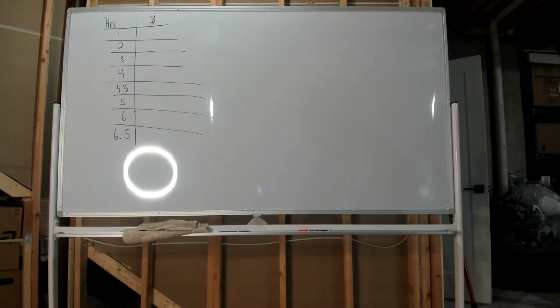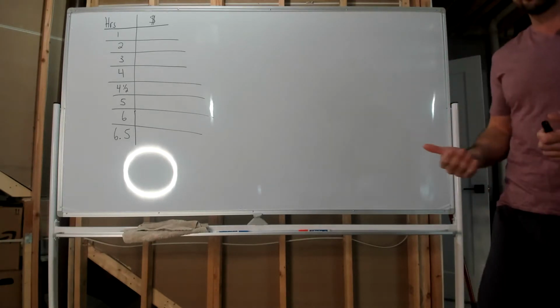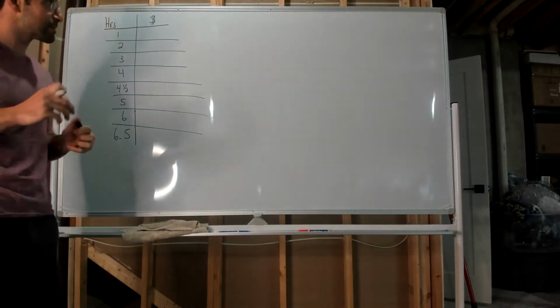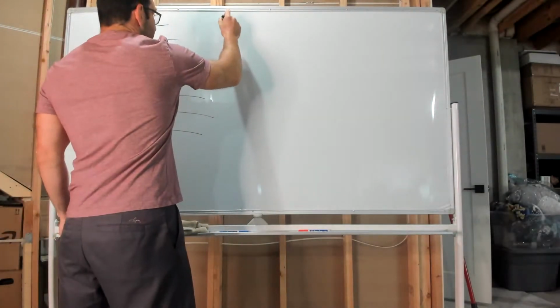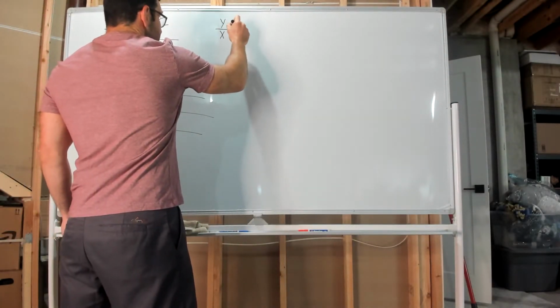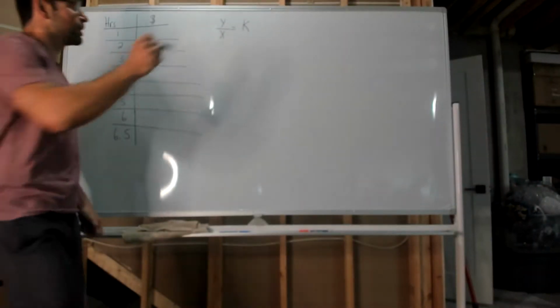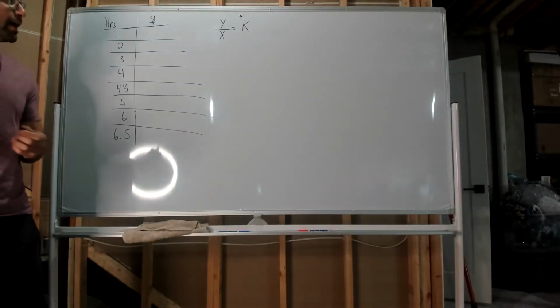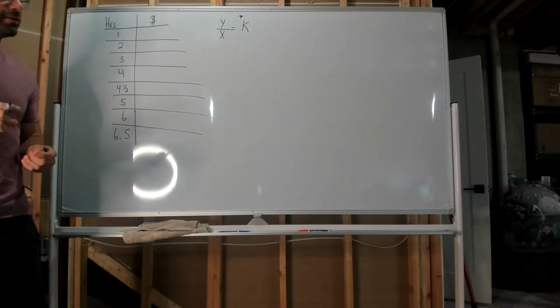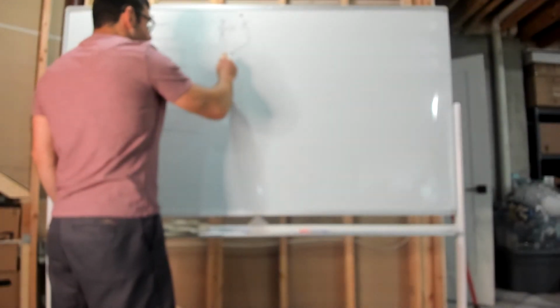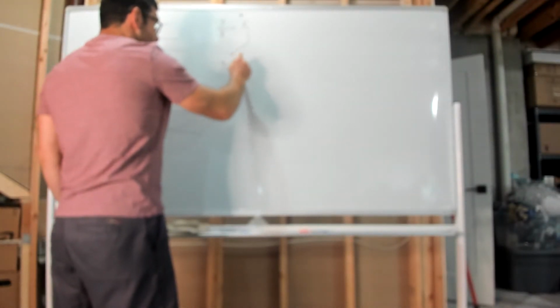So today is really not a new lesson. It's just expounding on what we've already done. So what we know, based off of the first two classes, we know that y divided by x gives us our constant. We know that once we have the constant, we can write an equation that will help us find any unknown value. So once we have the constant, we can write the equation y equals kx.